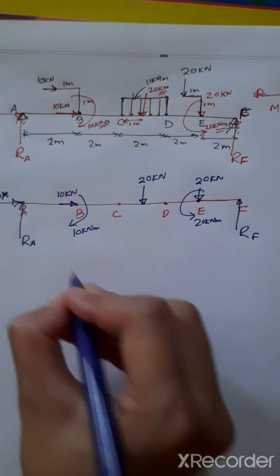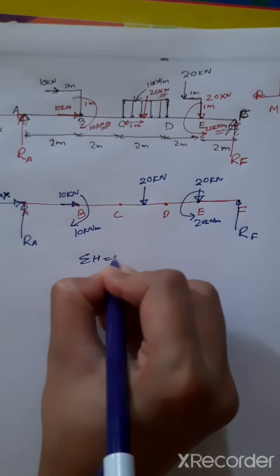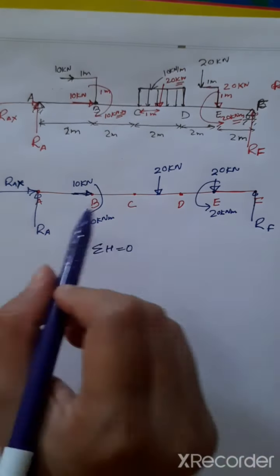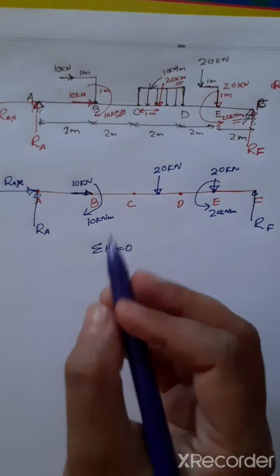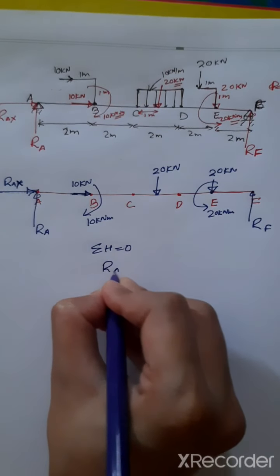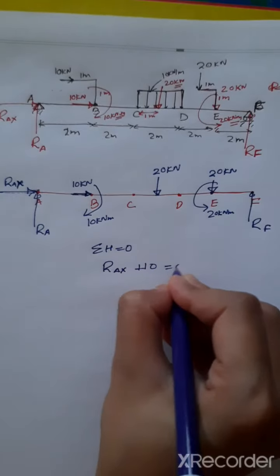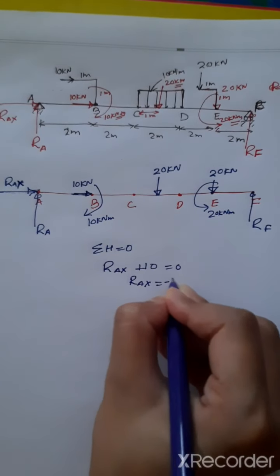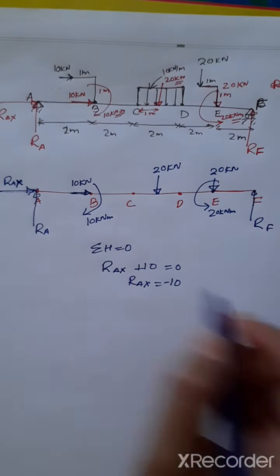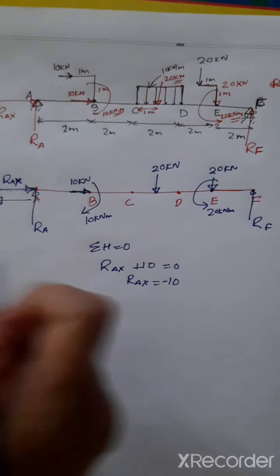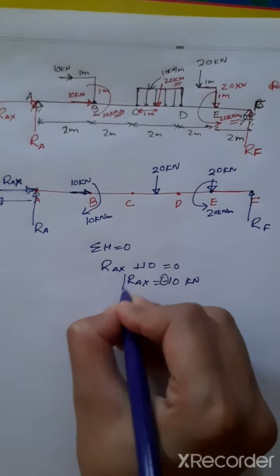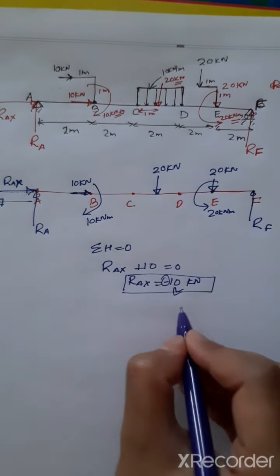Now we'll take summation of all horizontal forces equal to 0. So here we have one horizontal force that is in this direction and one horizontal reaction. So RAX plus 10 is equal to 0. So RAX is equal to minus 10. So this means the assumed direction of the reaction is wrong. We'll take the reaction in this direction. The negative sign shows this. So RAX comes out to be 10 kilonewton in this direction.